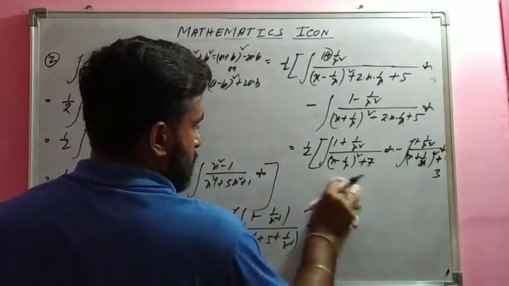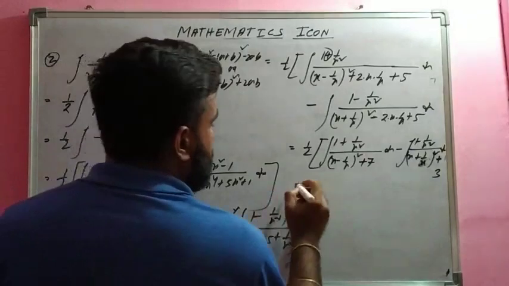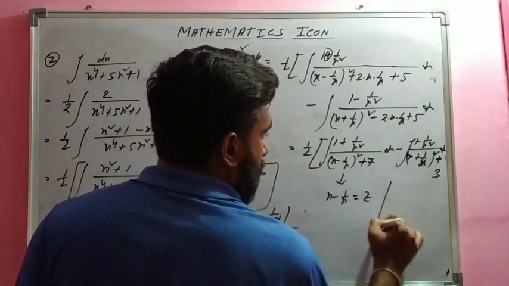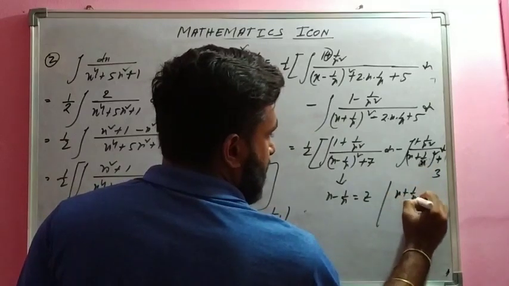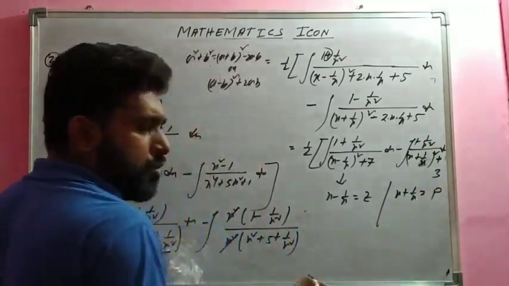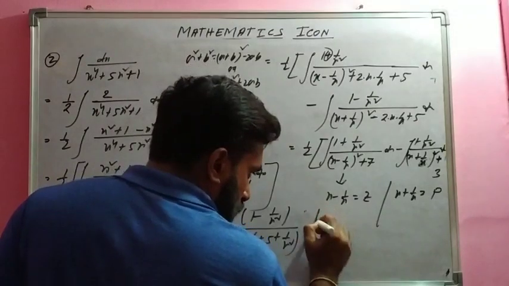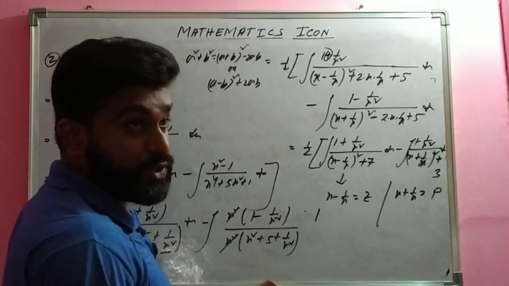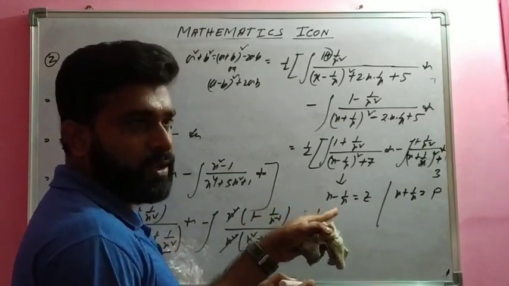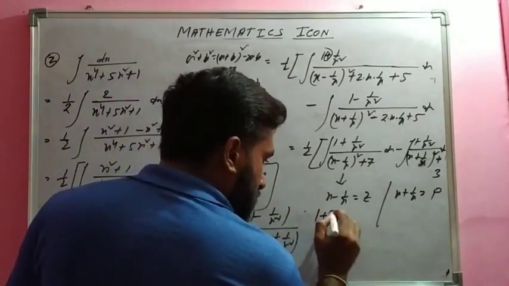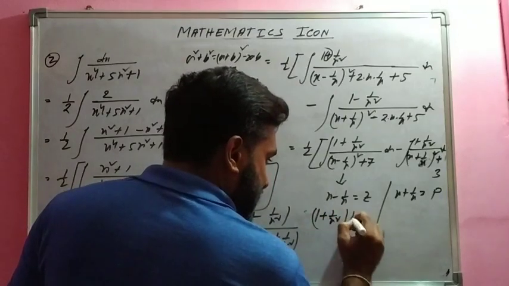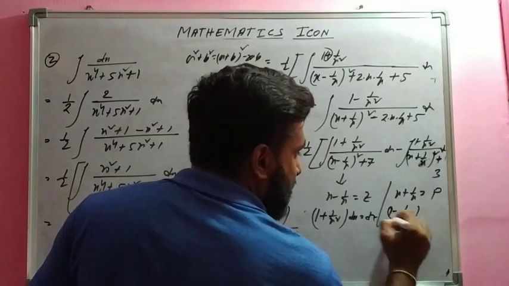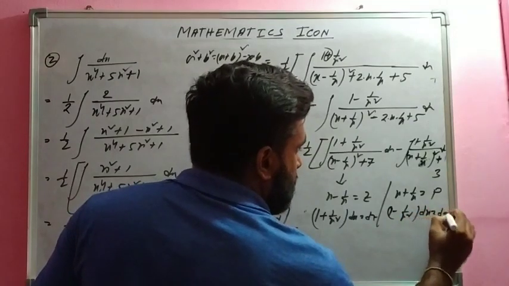In the first integration, if you substitute x minus 1 by x as z, and in the second, x plus 1 by x equals p. You can't take z in both. The differentiation of 1 by x is minus 1 by x square. You already have this minus sign in the middle, so minus minus plus 1 by x square dx equals dz. Here 1 minus 1 by x square dx equals dp.